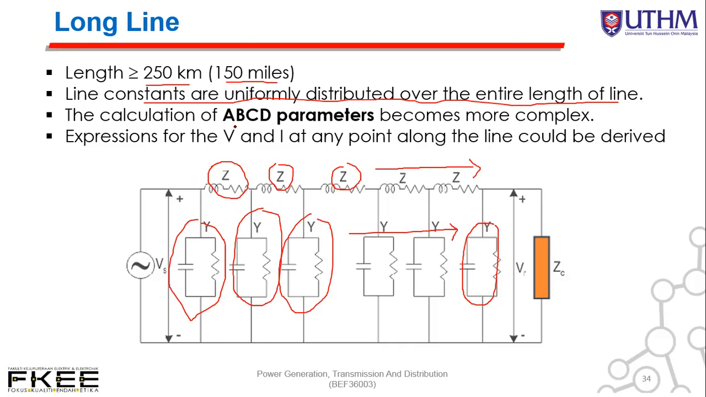So from here we can use the ABCD parameters, similar to the case of the short and medium line models, but the ABCD parameters become more complex. Okay, we will see how complex it is. And the expression for the voltage and current at any point along the line can be derived. So that means we can derive the voltage and current at this point, and also the voltage and current before the receiving end.